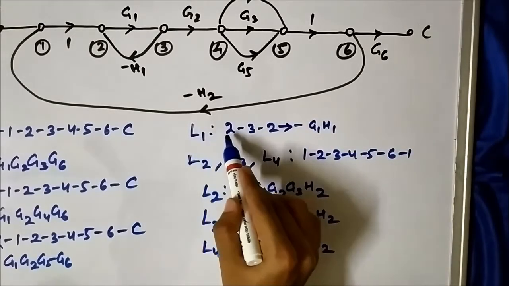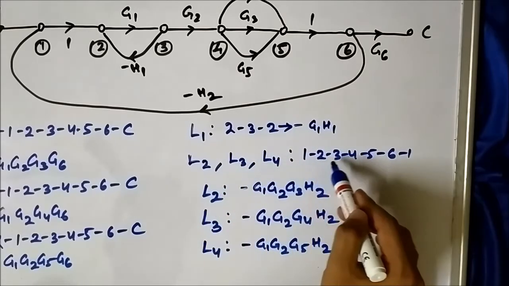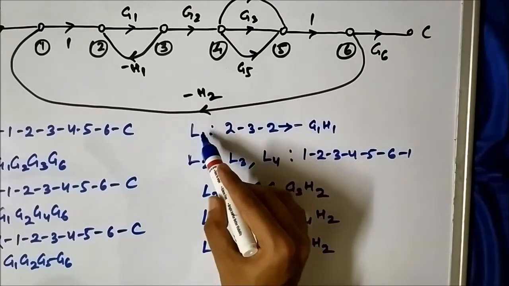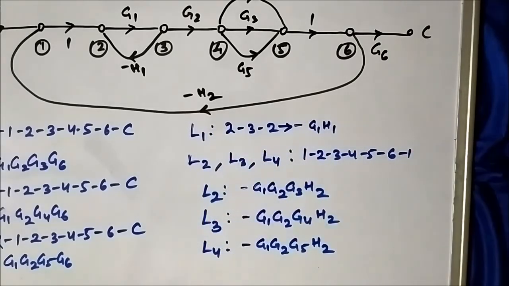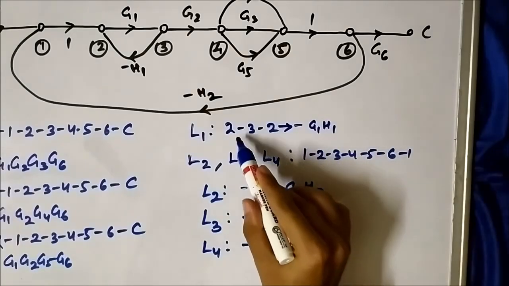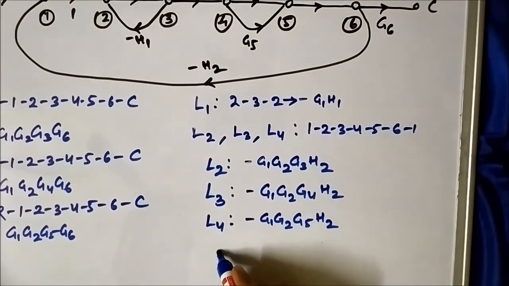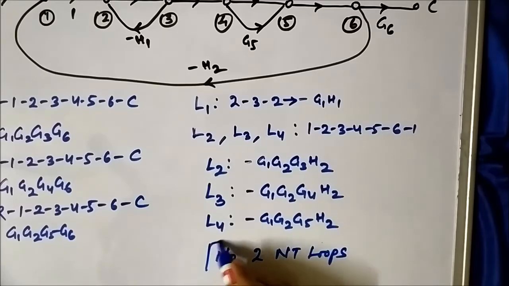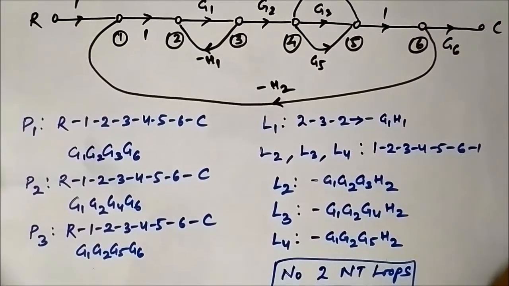See, L1 has a nodal representation of 2 3 2. L2, L3, L4 have nodal representation of 1 2 3 4 5 6 1. So see, 2 3 2 3, there is a common node between L1 and L2, L1 and L3, L1 and L4. So all of these loops have 2 common nodes, 2 and 3, so they are all touching together. So there are no 2 non-touching loops. So calculations will be very easy. Now we have to determine the path factors.